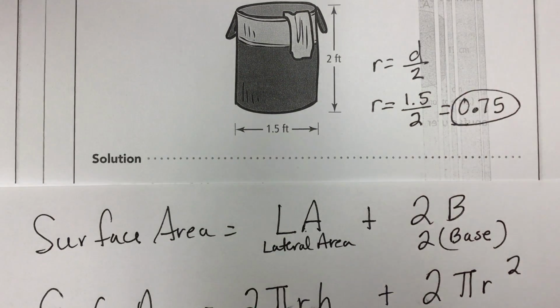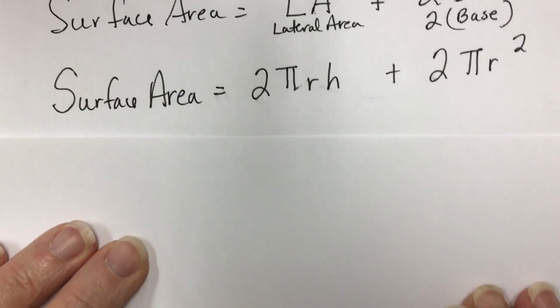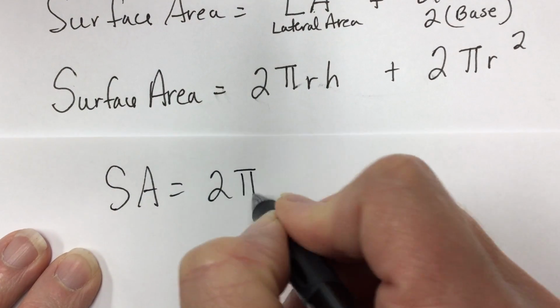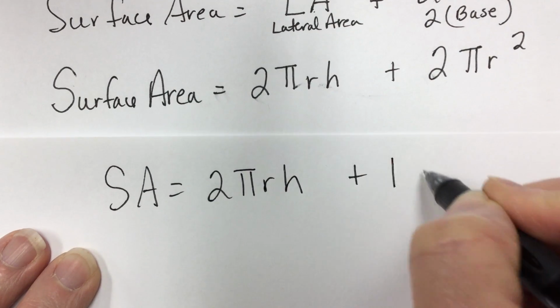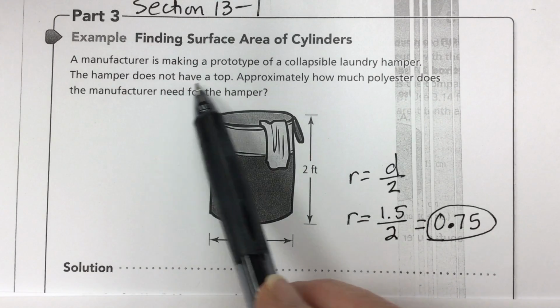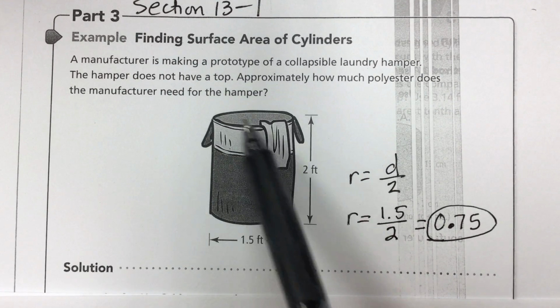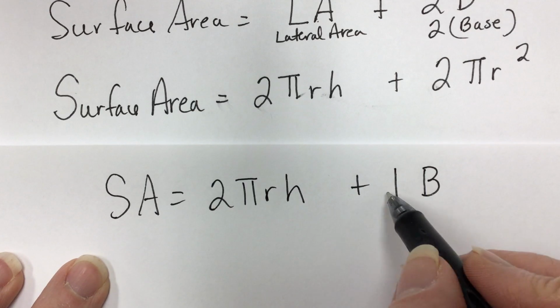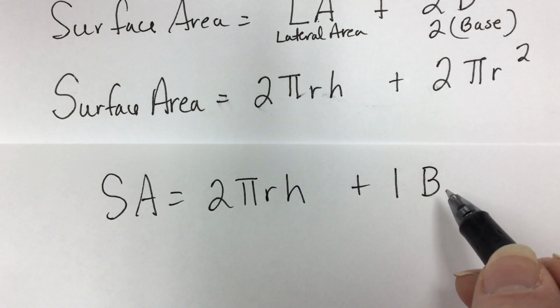feet, okay? So using our surface area formula, surface area is equal to 2 pi r h plus 1 base. Remember the instructor said the hamper does not have a top, so we don't have 2 bases, we only have the 1 base. All right, so I have 2 pi r h plus 1b, okay?